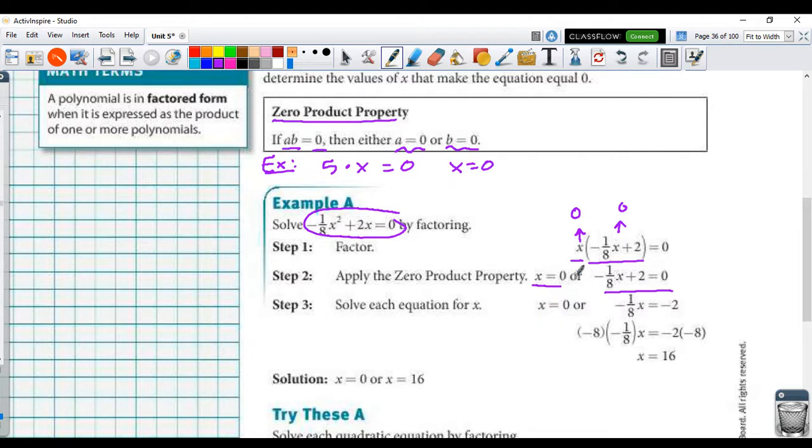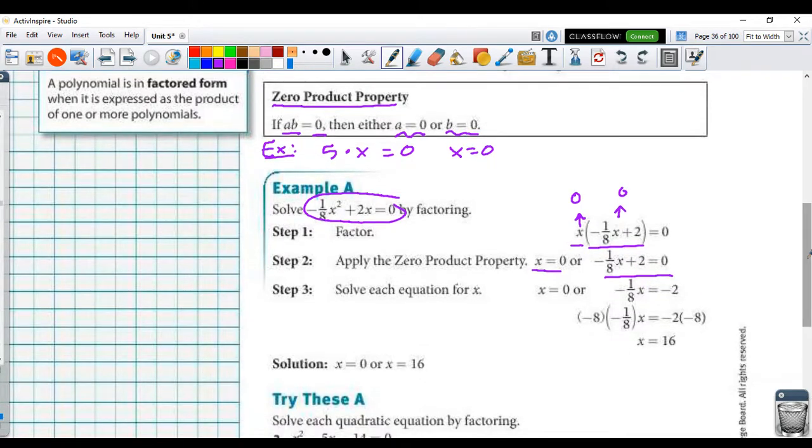The first one is easy. It's already solved for you. But the second one, you can actually get x by itself, which is what they did here. And they show that x is equal to 16. So they just solved this equation that they had. At that point, you have your two solutions, the two x values that make this equation true. These are the two x values that make the whole thing equal 0.